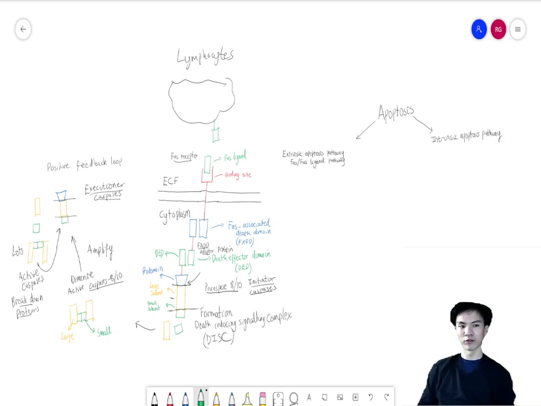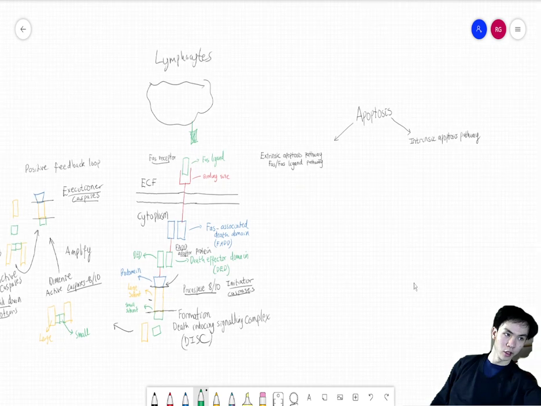And one way of doing that is by triggering this extrinsic apoptosis pathway, or Fas ligand pathway. It's one way that lymphocytes, white blood cells, are going to be able to kill infected cells. Okay, so now that we've finished the extrinsic apoptosis pathway, I'm going to move on to the intrinsic apoptosis pathway. So I'm going to shift our screen over here.